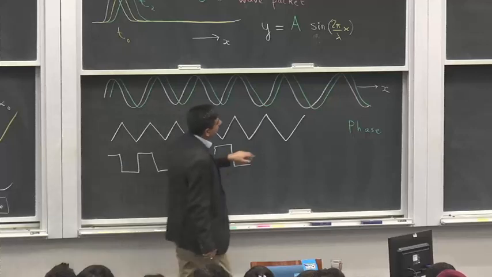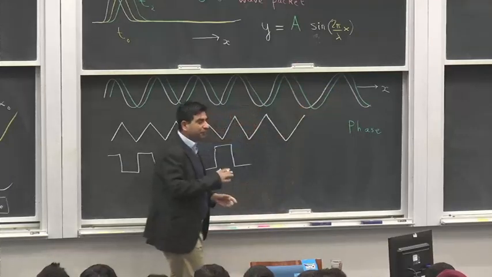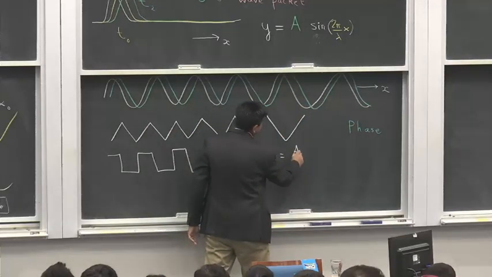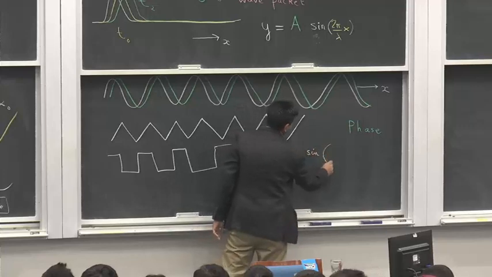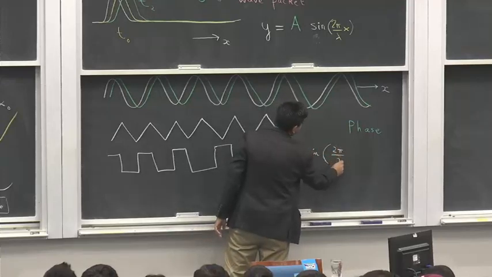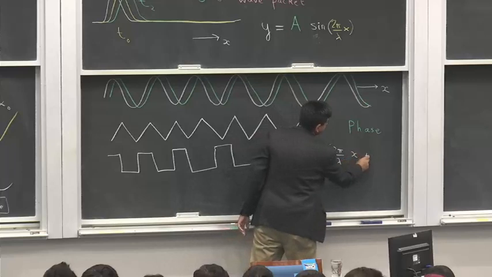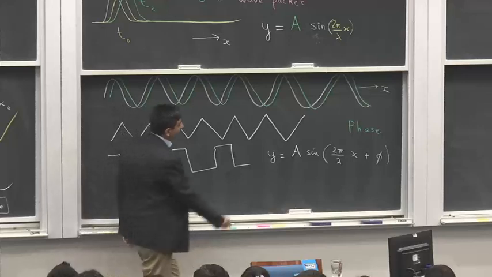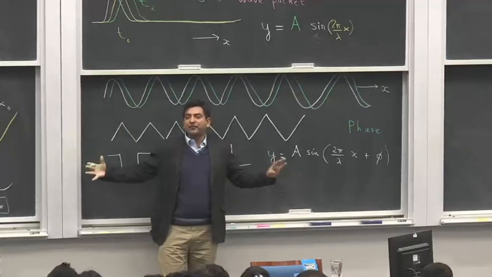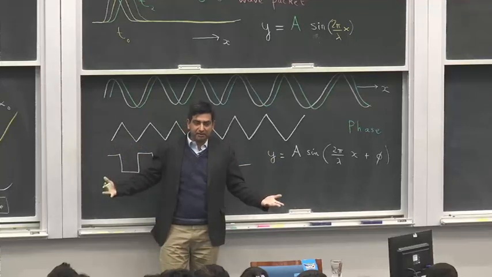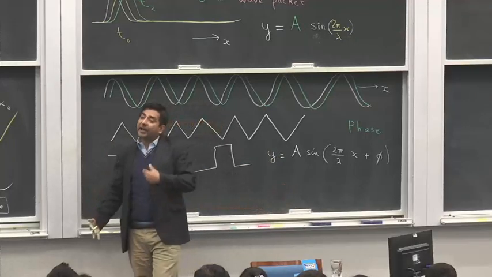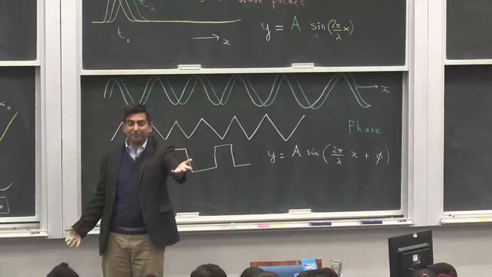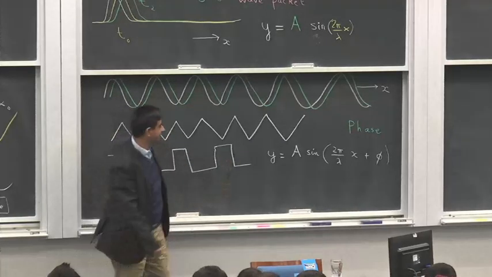So in order to put this phase into the formula, I have to make a modification. And what I'd like to do is y equals A sine of 2 pi over lambda x plus some phase phi. So this is a general representation of a sinusoidal wave, very general, of the simplest wave that I can think of. You might come up with a simpler wave, but this is the simplest that I can think of.